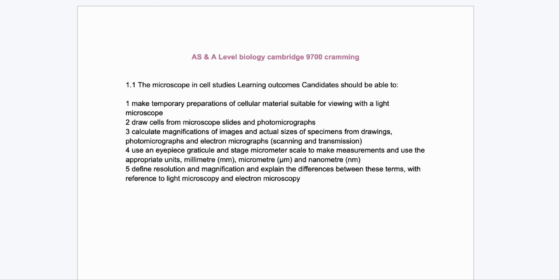And here, 1.1 is more practical. It's not necessarily memorizing anything, it's knowing how to use this equipment, the microscope, how to prepare it, how to use it, how to magnify, how to figure out the actual image, and also converting millimeter to micrometer and nanometer. This is fairly simple, so let's get started.